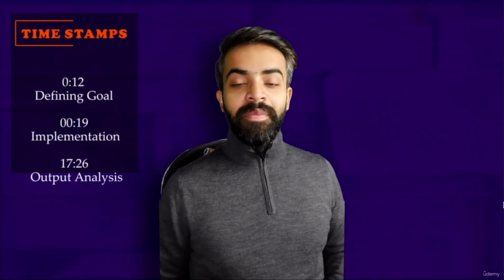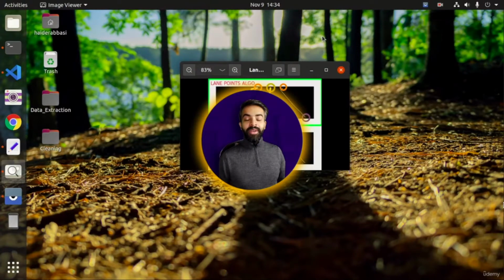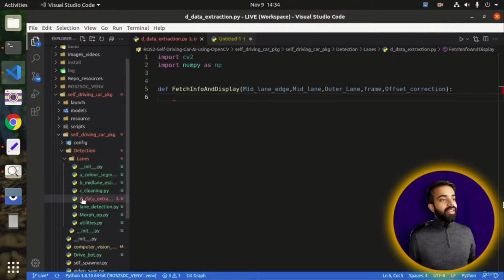Hi guys, previously we completed the cleaning stage of the lane detection, where we got the lane lines in the best possible place, like we wanted. Now in this training session, we are looking to extract the useful information about the road trajectory and the car's direction, also getting the error values that relate these 2 terms. For this purpose, I've created a new file that I've named lane_d_data_extraction.py. This file will be used to implement the 4th and final step of the lane detection module.